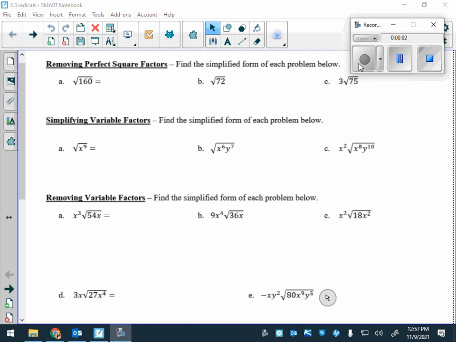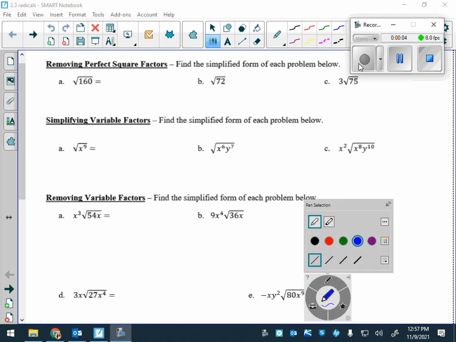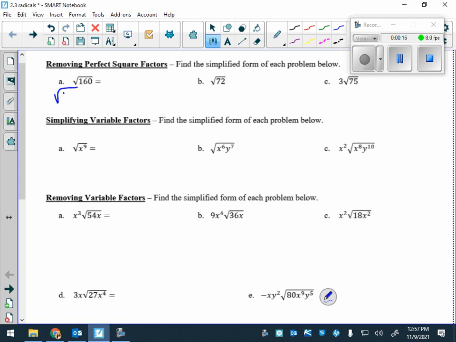You can do these a variety of ways. You could always look for a perfect square first or do the factor tree. So the square root of 160, what two factors do we use? Danielle? 16 and 10. Okay. So what's the square root of 16? 4. We can't do anything with the square root of 10, so it stays as is.